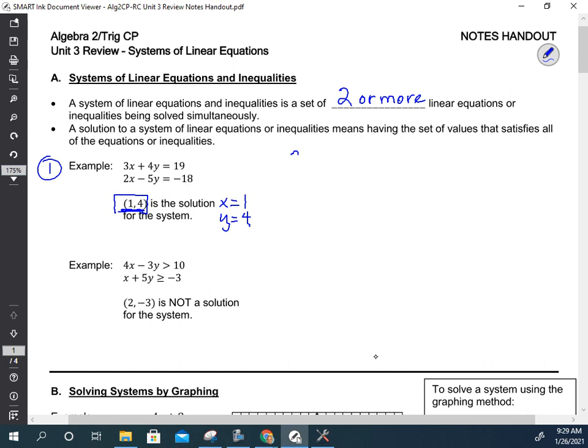So we plug them in. 3 times 1 plus 4 times 4 equals 19. So 3 times 1 is 3. 4 times 4 is 16. 19 equals 19. It works.